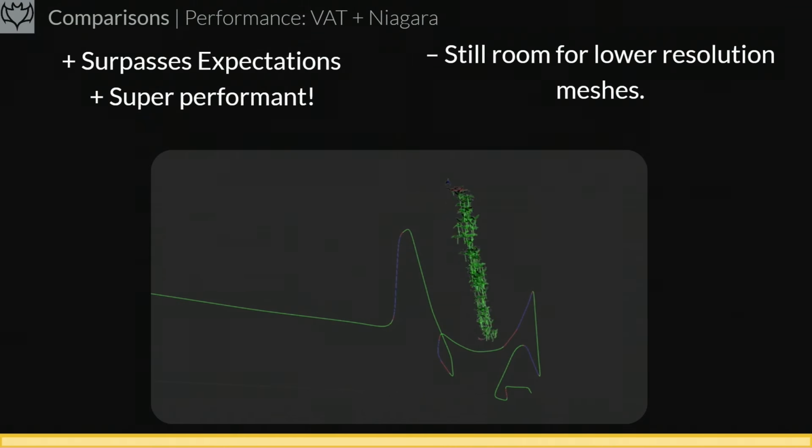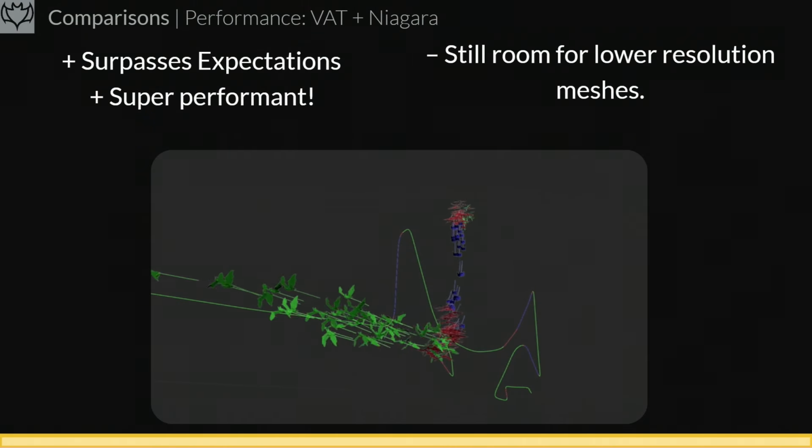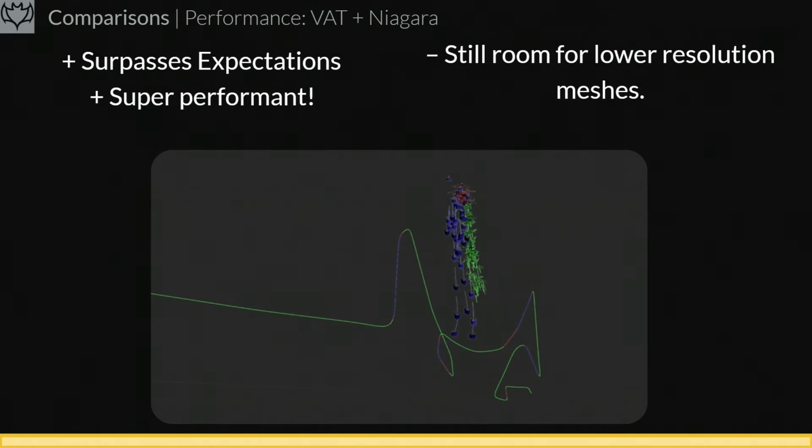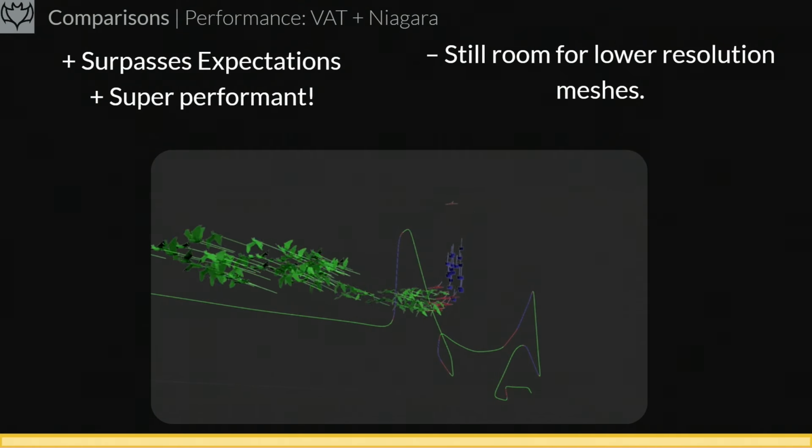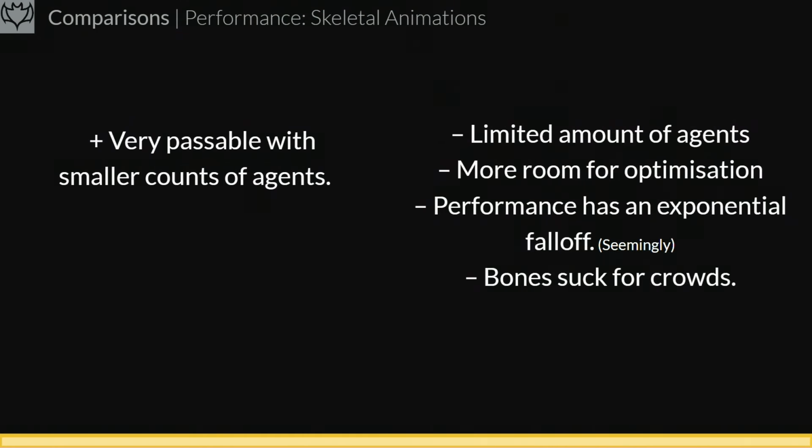For performance, VAT easily surpasses expectations. I could put up to 8,000 bats in the scene and only drop around 10 frames, and they're clearly very lightweight. On the other hand, skeletal animation is very limited by the amount of agents. This could be useful still for smaller scale scenarios such as this scene, and this model also only had 50 bones and about 9,000 polygons, so there was still a lot of wiggle room for even more optimized skeletal agents.